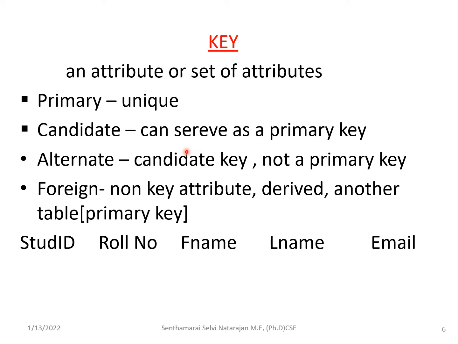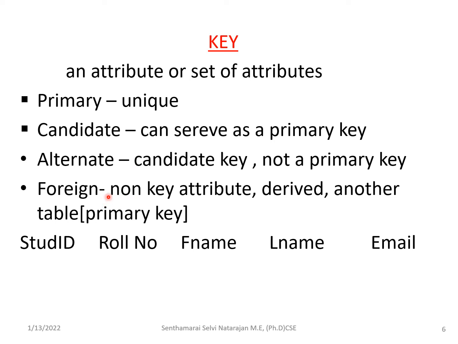We can have a number of fields or attributes for a single thing. All those attributes that can serve as a primary key can be called a candidate key. Then what is an alternate key? The candidate keys which are not the primary key can be called alternate keys. Then what is a foreign key?